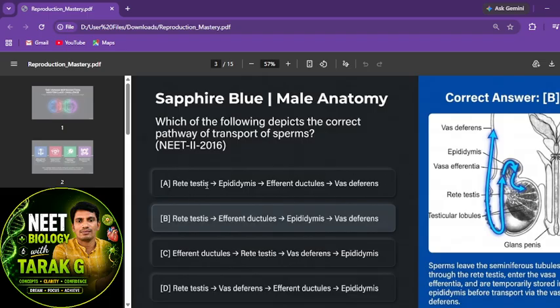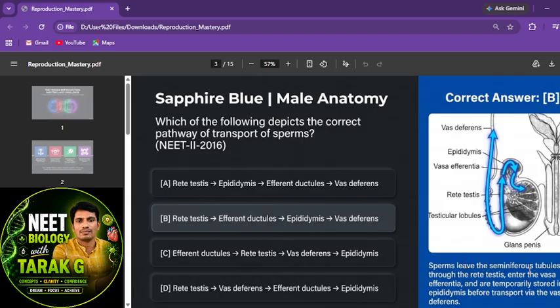Here, rete testis, after that epididymis, then efferent ductules and vas deferens is given. The second option is rete testis, efferent duct, that's the vas efferentia, then epididymis. Then after the vas deferens, which loops over the urinary bladder, that's called the vas deferens. So here, epididymis, then efferent ductules, then rete testis. So the correct answer is B.